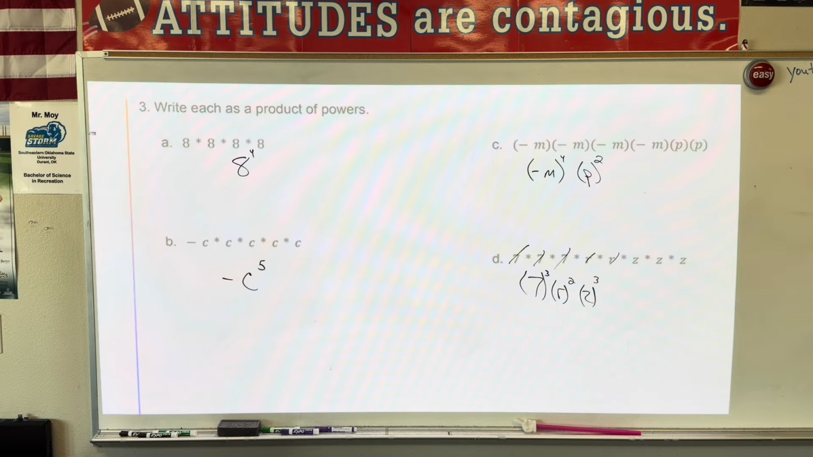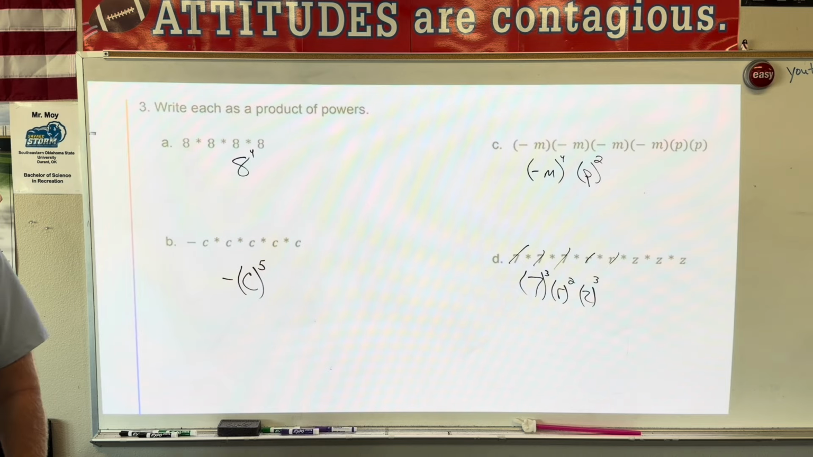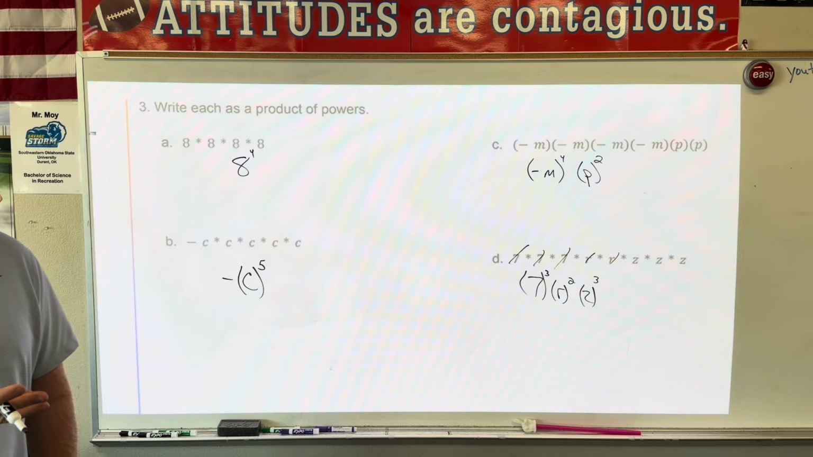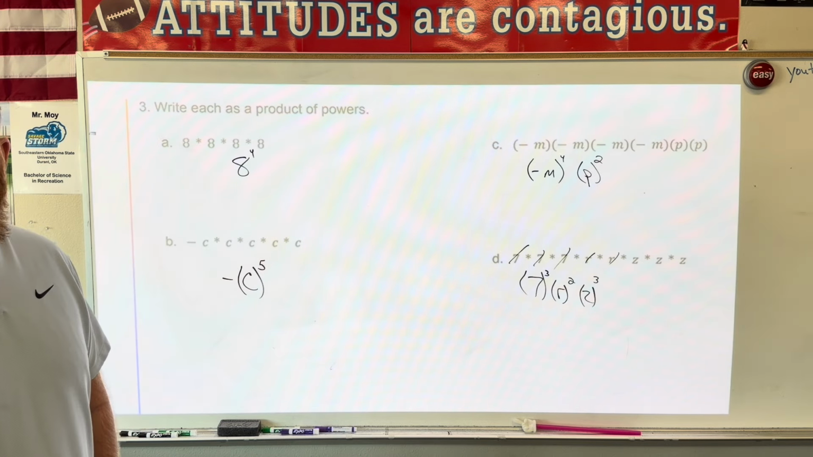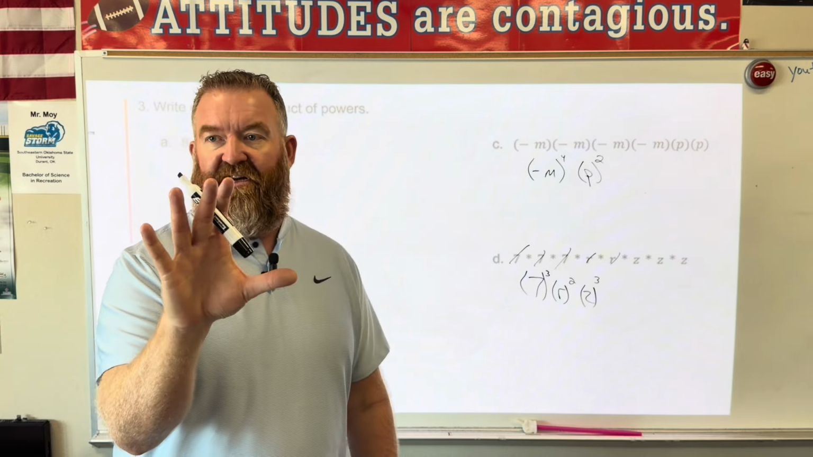Hold on. Is the negative being repeated? So, okay, you did this? Either one of those would work. If you put negative C to the 5th power without the parentheses, that still is the same thing, as long as it shows that the C is being repeated 5 times.